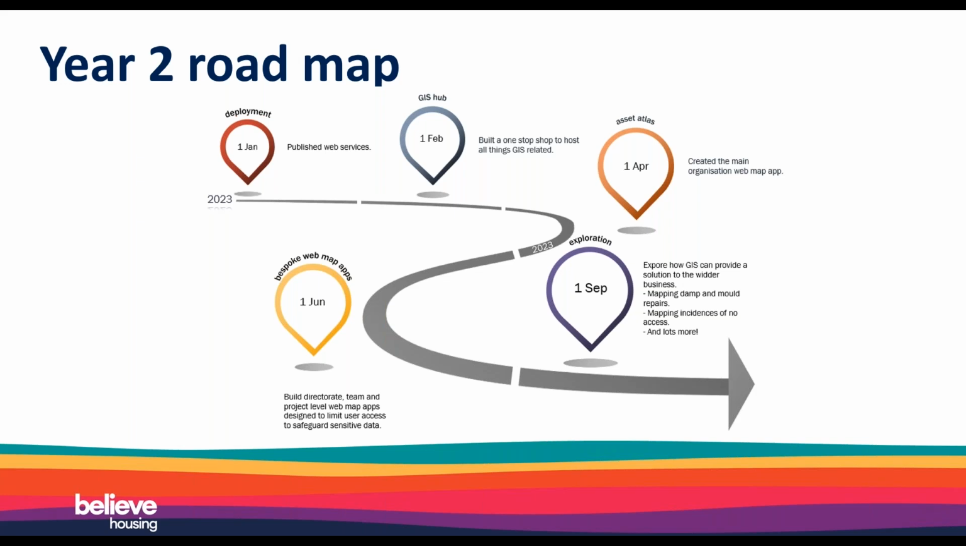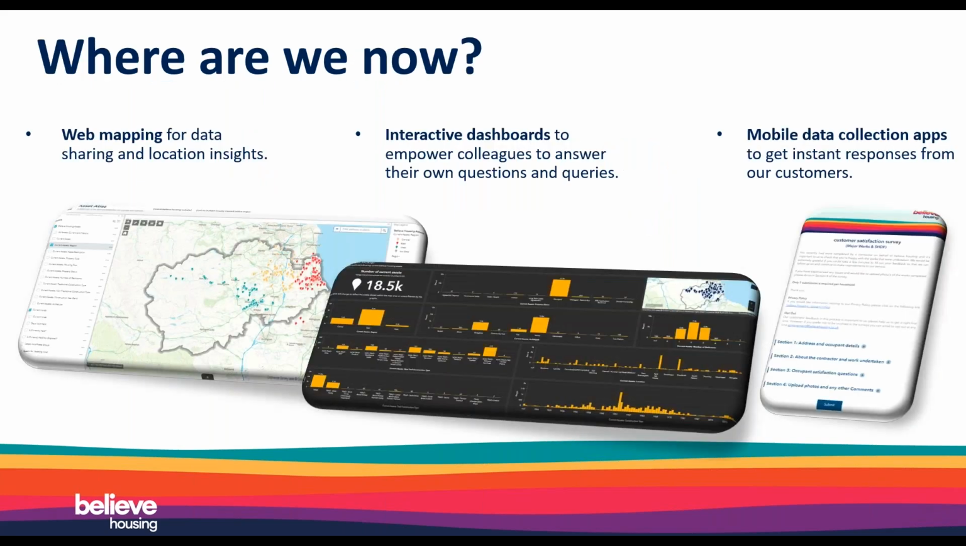And now we're at our exploration stage, where we're looking to see how we can provide GIS as a solution to the wider business. We've just recently started mapping things like damp and mould repairs, so we could see if there were any particular locations where these repairs were happening to see if we could target those. We also mapped incidences of no access, so if we have operatives going out in the field, they could check the web map to see if any of our customers had a high incidence of not allowing access to the properties, so it would help them plan the day. And we've also got lots more going on as well.